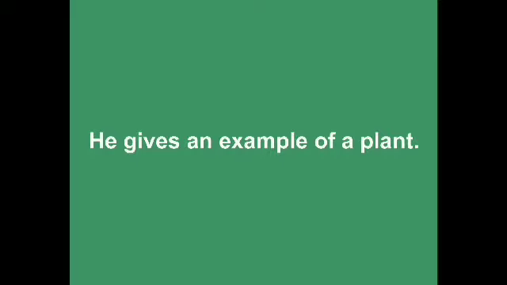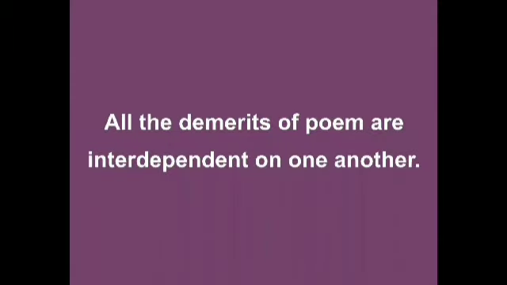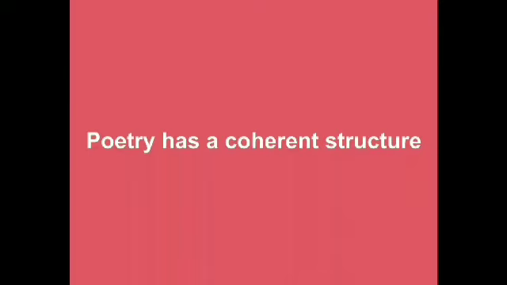In the same way, poetry consists of different elements like words, phrases, images, symbols, use of metaphors, rhyme, rhythm, etc. All these elements contribute in creating a poem. All these elements are interdependent on one another. So, Brooks in this essay says that poetry has a coherent structure, a unified structure.